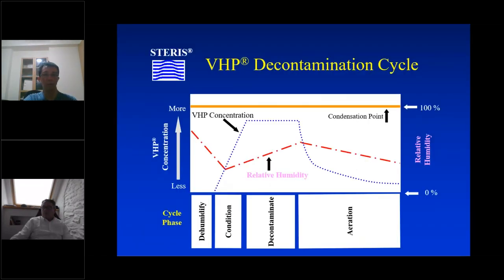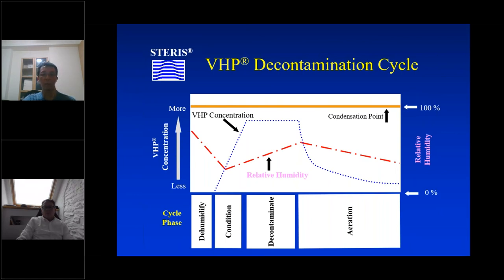This is what the VHP process looks like, the entire cycle, starting from left to right. There are actually four phases: dehumidification, conditioning, decontamination, and aeration. I'll go through this quickly. During the first phase, we want to bring down the RH, let's say for a room to maybe 50 to 60% RH. Then we start the next stage, called conditioning. We start to inject Vaprox into the room, and you can see the concentration goes up, the dotted line. At the same time, the RH goes up, and that's because Vaprox is 35% hydrogen peroxide and 65% WFI, right?